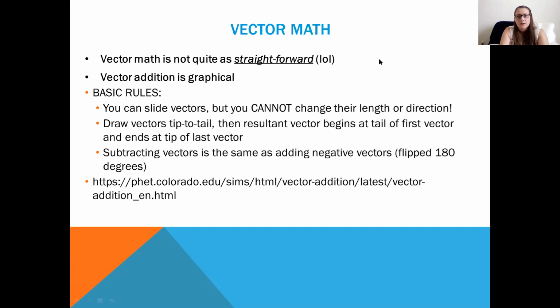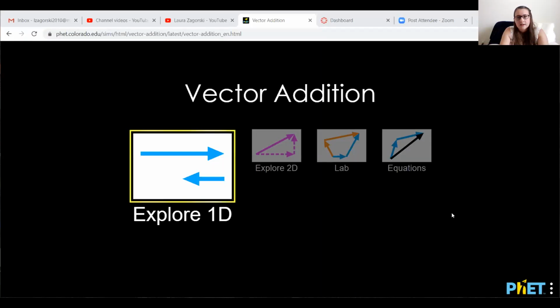So I'm going to try to jump over to that and share my screen with you again. Okay, can we all see the vector addition website again? Okay, great. Looks like I'm getting the hang of this.